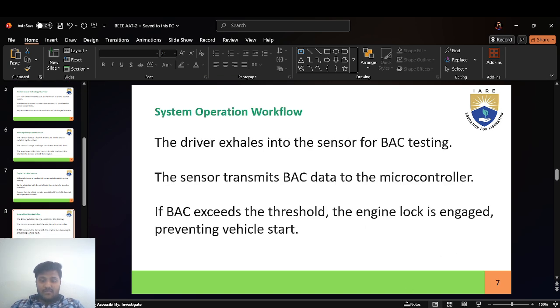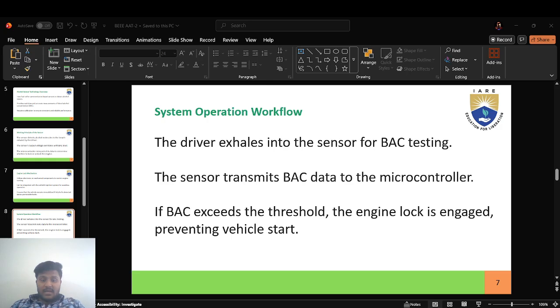System operation workflow. The driver blows air into the alcohol sensor. This sensor checks the driver's breath to see if it contains alcohol. It works just like a small breathalyzer that measures how much alcohol the person has consumed.